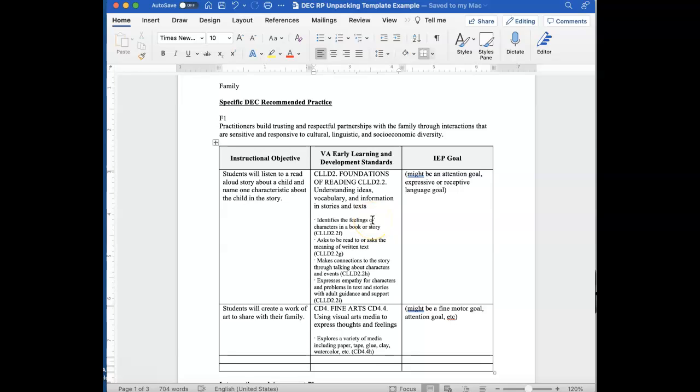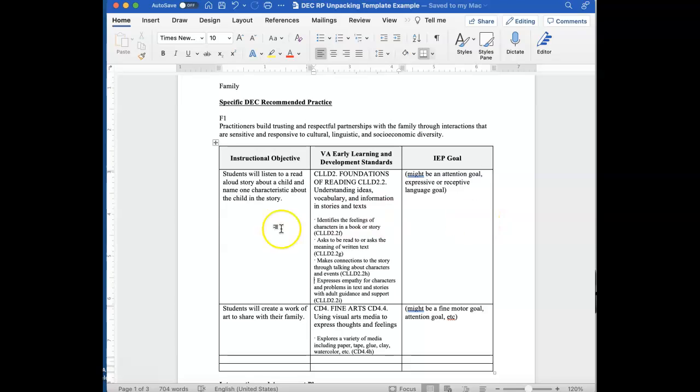I went to the Virginia Early Learning and Development Standards, and I found which ones I thought were appropriate. And then if I had an IEP, for the read aloud there could be an attention goal in there. There could be an expressive or receptive language goal that I'd be working on as well.